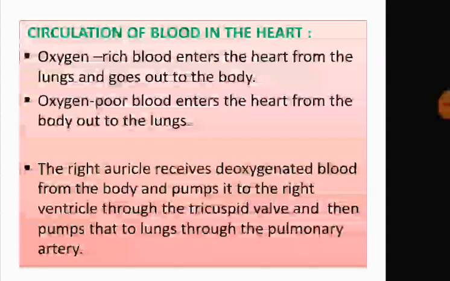Next, circulation of blood in the heart. So, the first point is: oxygen-rich blood enters the heart from the lungs and goes out to the body. It starts with the contraction of the two auricles. When these auricles contract, the ventricles at that time are relaxing, they are empty. So blood can easily pass from the auricle to the ventricle.